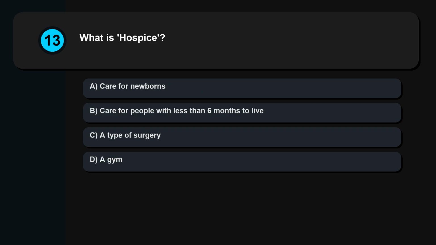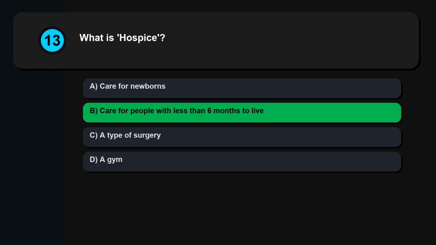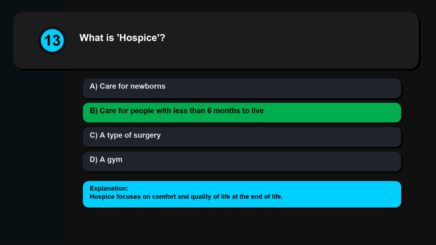Question 13. What is hospice? Care for newborns. Care for people with less than 6 months to live. A type of surgery. A gym. Hospice focuses on comfort and quality of life at the end of life.